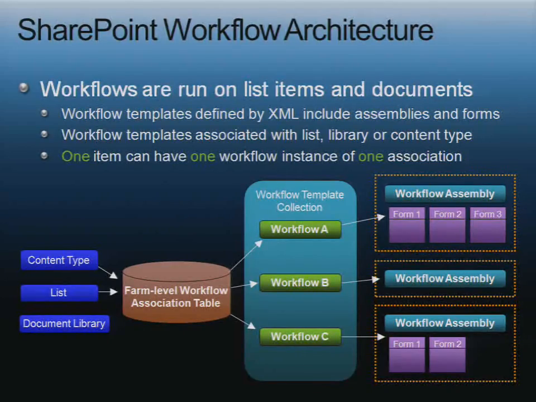So one list can have multiple associations. Sure. And again, list, document library, content type. And every single item, the actual workflow runs on items. So every single item can run through a workflow. In fact, every single item can run through multiple workflows. But there is one catch, and the catch is one item can have only one workflow instance of a given association.